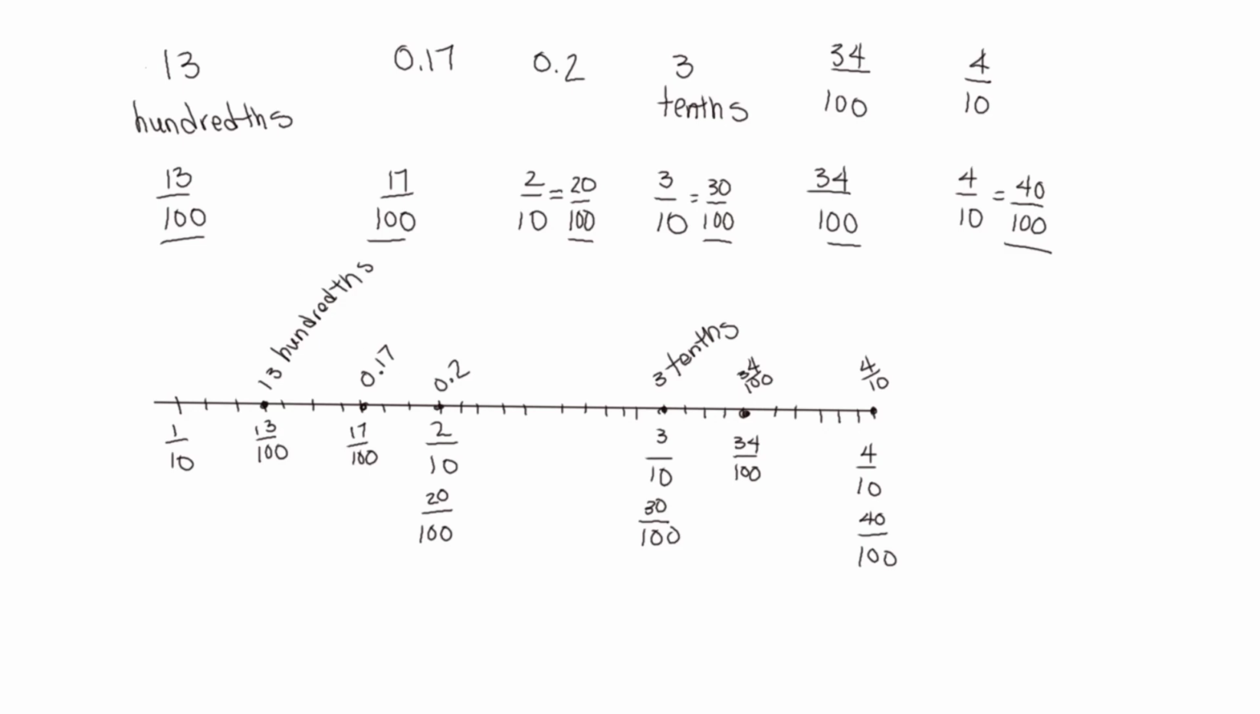Let's look at another one. Let's look at these numbers. 18 tenths, 1 and 8 hundredths, 18 hundredths, 1 and 81 hundredths, 190 hundredths, and 1 and 82 hundredths.